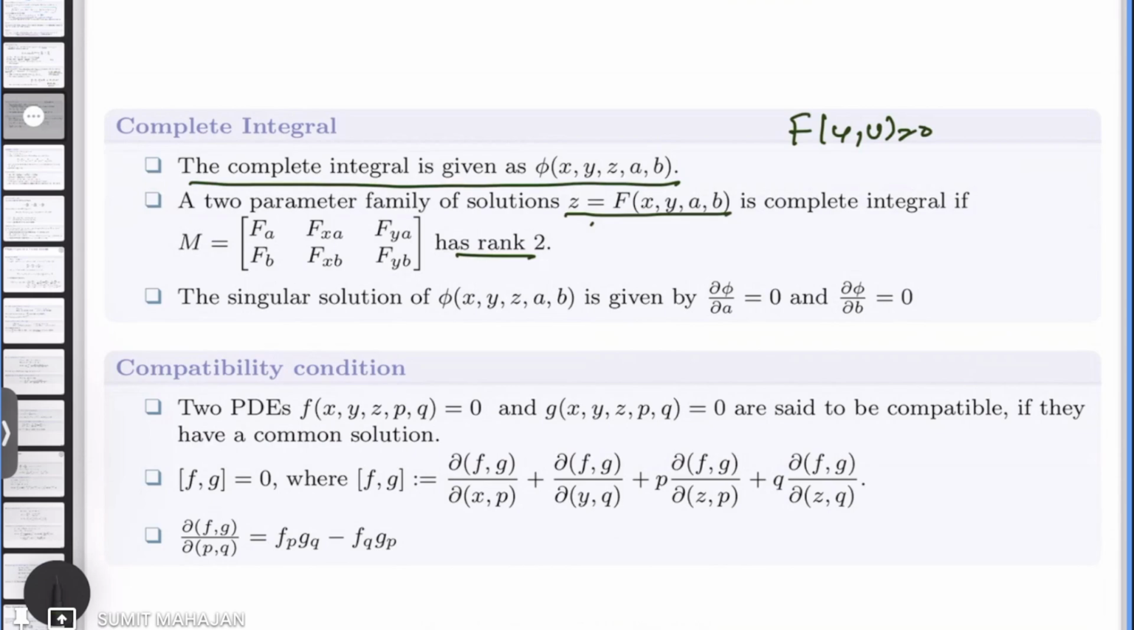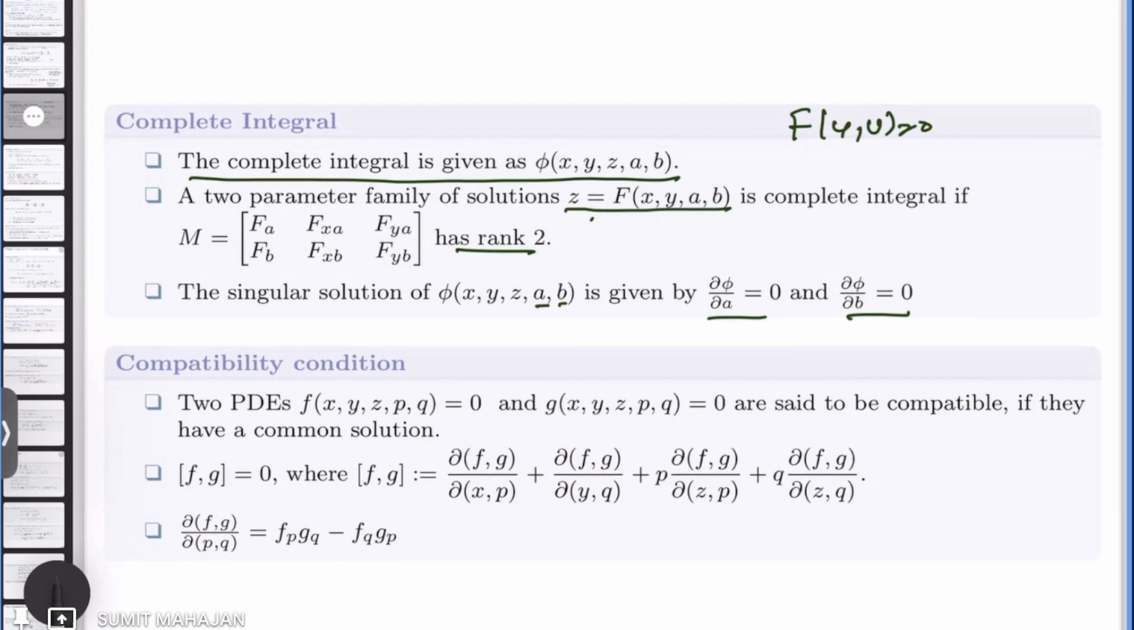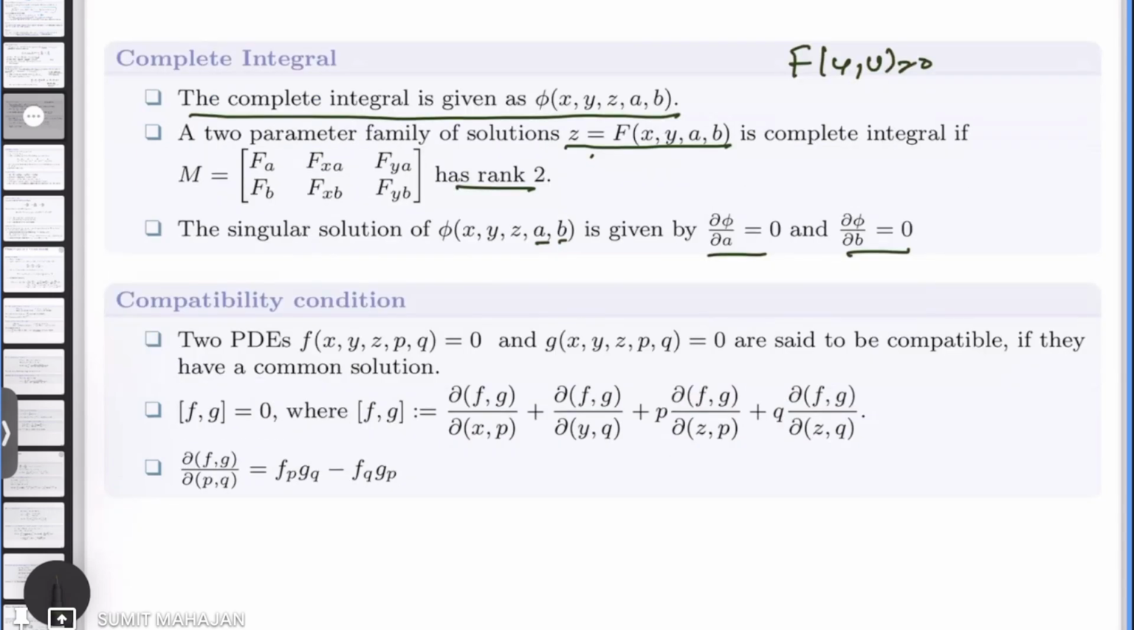the solution is complete. And there is one more solution, which is called the singular solution, which cannot be obtained from the general solution by substituting values of the constants. That solution is called the singular solution, and it is given here. We can find it by differentiating with respect to the constants and setting to 0, and substituting back the values of a comma b, we can get the solution. Basically, by finding the envelopes of the equation, we can find the singular solution.